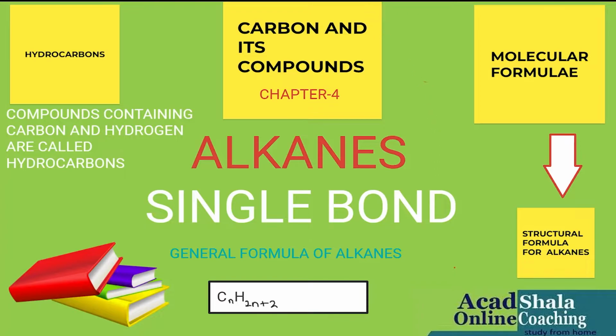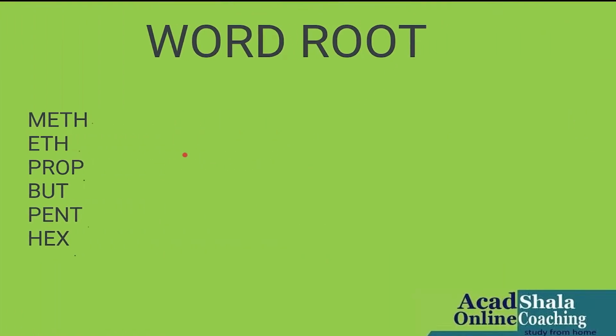So before this, I would like to retrieve a little bit about the word root also. If there is only one carbon, it is known as meth. If there are two carbons, it is known as eth. If it is 3 carbons, it is known as prop. If it is 4 carbons, it is known as but. If it is 5 carbons, it is known as pent. And if it is 6 carbons, it is known as hex.